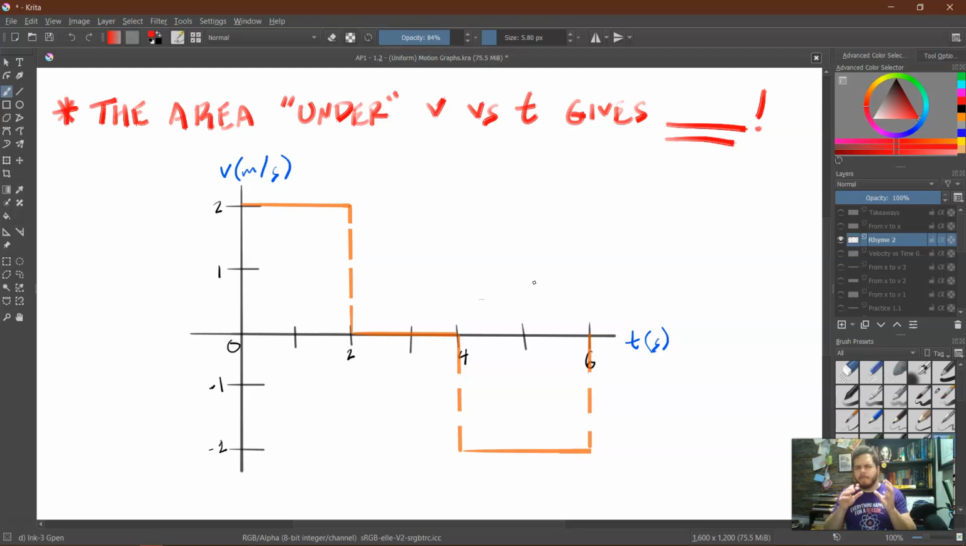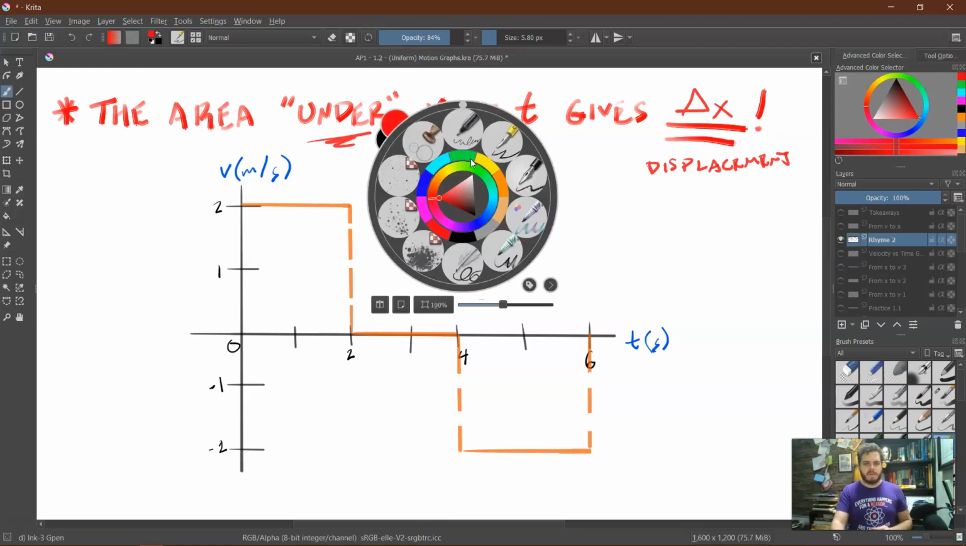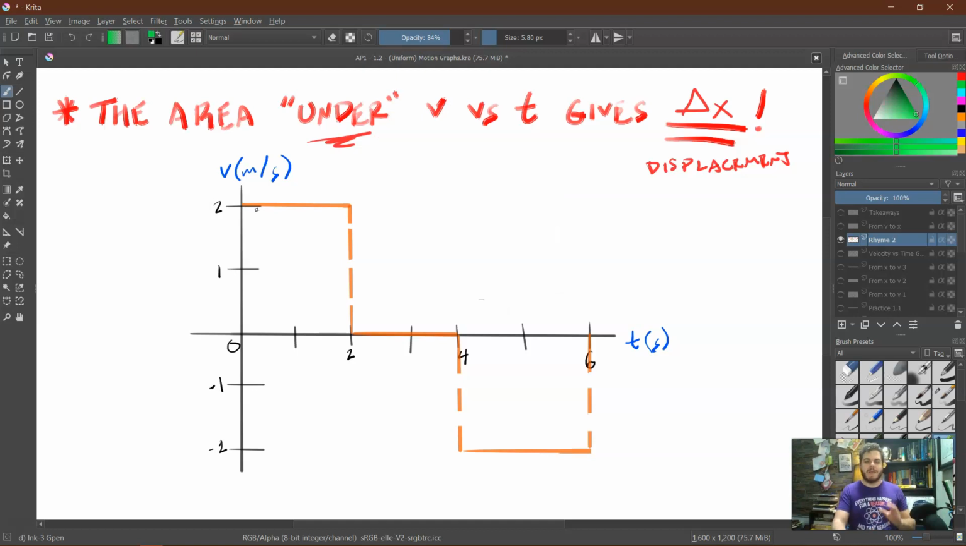So this is the other big key information we want to make sure we get from this video, is that the area under, and we'll talk about what that means in a second, a v versus t graph gives delta x, or the displacement. Okay, so let's talk about what I mean by that. First off, let's look in this first section. The area under means the area between the horizontal axis and the graph.